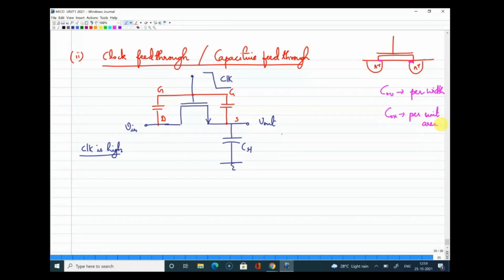But now when the clock is high, whenever there is a signal in the gate, and there is an interaction between the gate and drain and the gate and source through this capacitance, what we are interested in is what is actually happening to the hold capacitor, or the sampled value in the hold capacitor CH. So our interest is on this side. Now, even though the clock signal is feeding through the gate-drain as well as gate-source capacitance, whenever the clock is high, the switch is on, and your output is connected to input.